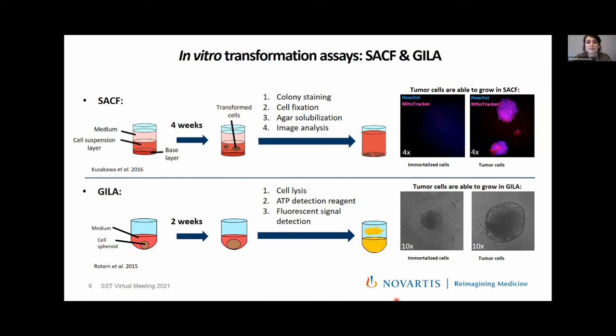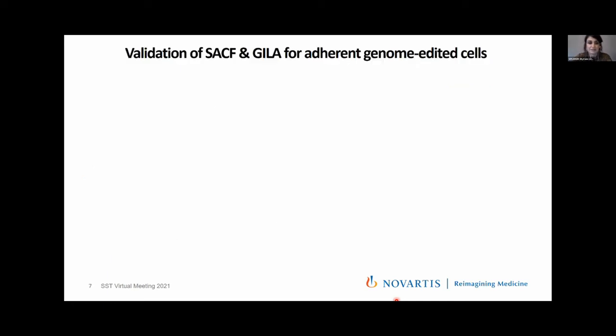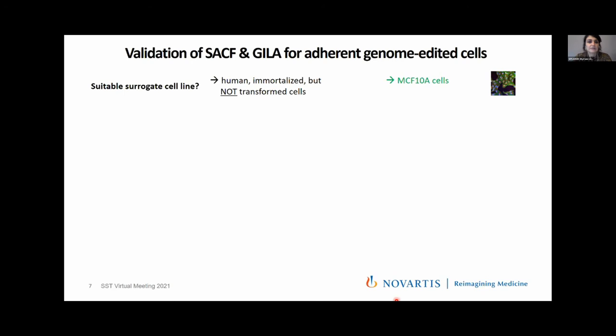And then we wanted to generate a really robust assay. So we started to validate every component of the assay. For example, the right cell number or the best statistical methods. And here I will give you an overview of all the validation we did regarding genome edited cells. So we needed a suitable surrogate cell line. And in this case, it would be a human cell line because of the sequence dependency of the off-targets. And it should be an immortalized but not transformed cell line, because the cell line should not be able to grow in soft agar because we want to make it grow by editing them. And there we found the MCF10A cells, which are human epithelial breast cells.